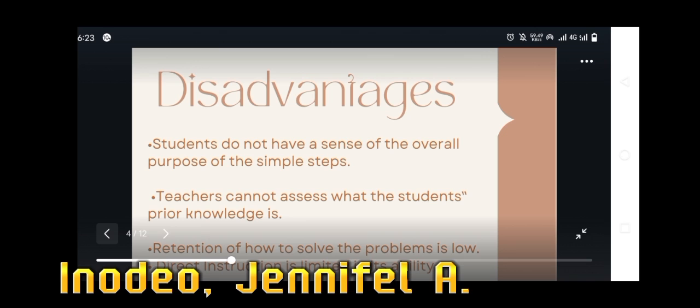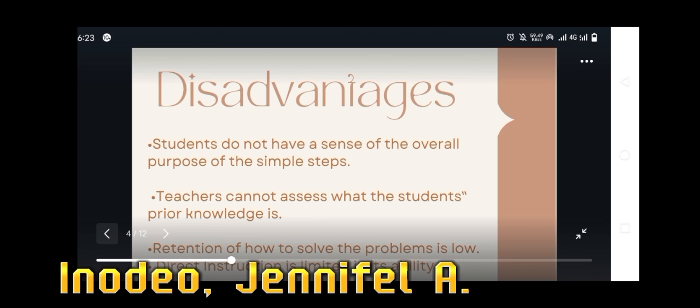So, first, the students do not have a sense of the overall purpose of the simple steps. Teachers cannot assess what the students' prior knowledge is. Retention of how to solve the problem is low. Direct instruction is limited in its ability. So here, students do not have a sense of the overall purpose of the simple steps.